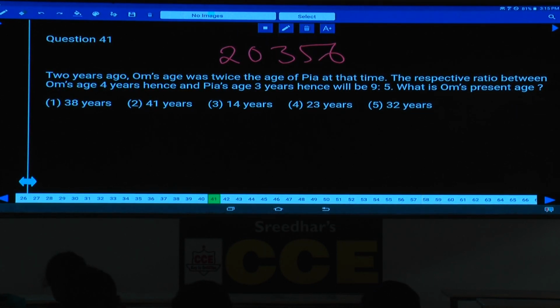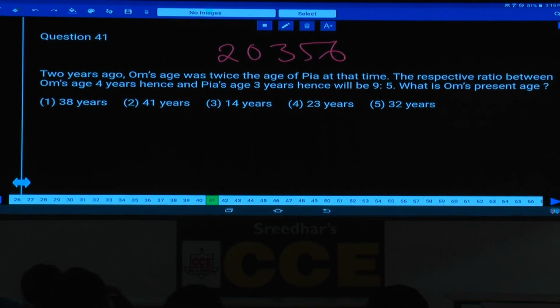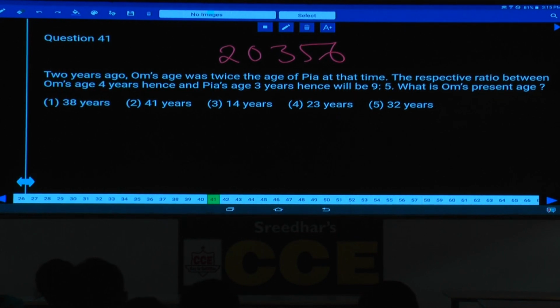41. 2 years ago, Ohm's age was twice the present age of pi at that time. The respective ratio between Ohm's age 4 years hence and pi's age 3 years hence will be 9:5. What is Ohm's present age? Ohm's age should be a multiple of 2. After adding 4, it should be a multiple of 9. Yes, 2 are there. We have to calculate.